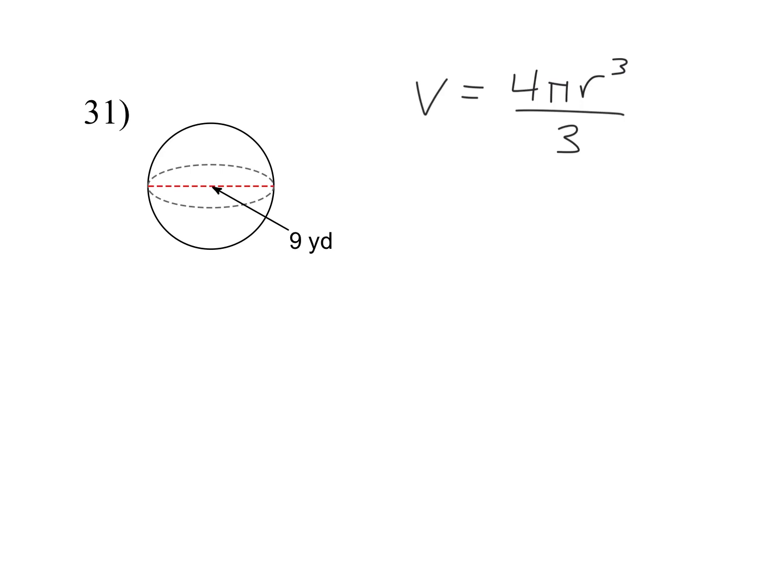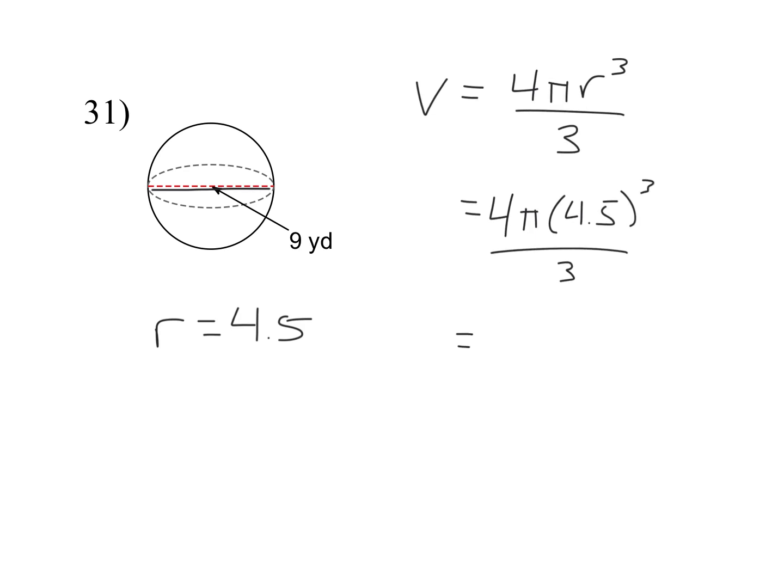Okay. We need to find the radius. How can I find the radius? Is it 9? Half. No, you've got to take half. 4.5. Right, it's half of this because it's the diameter, so it's 4.5. Now, yep, when you plug it in, you're going to multiply it by itself 3 times.